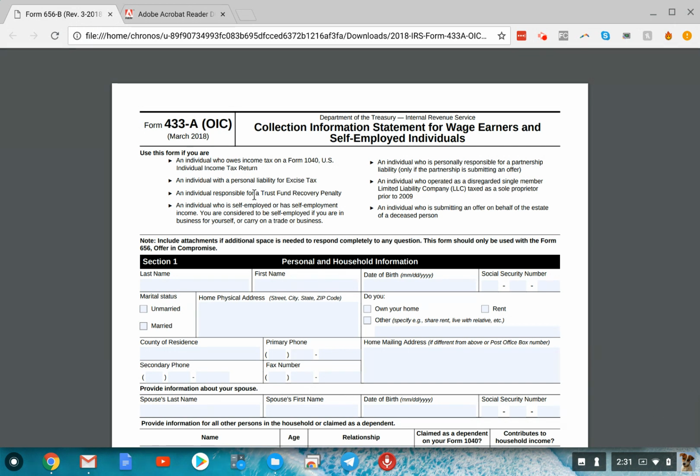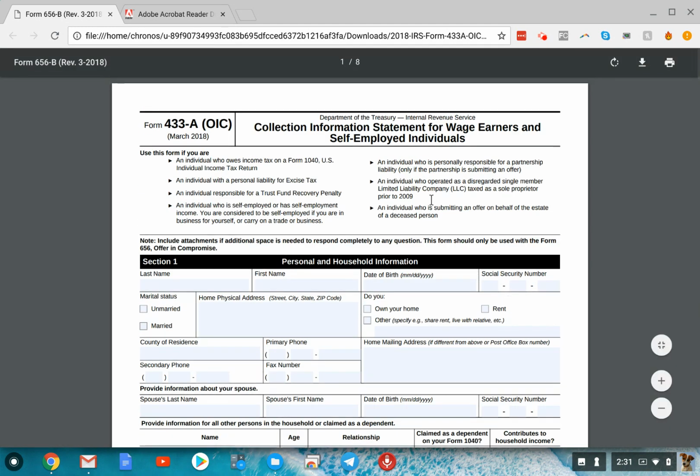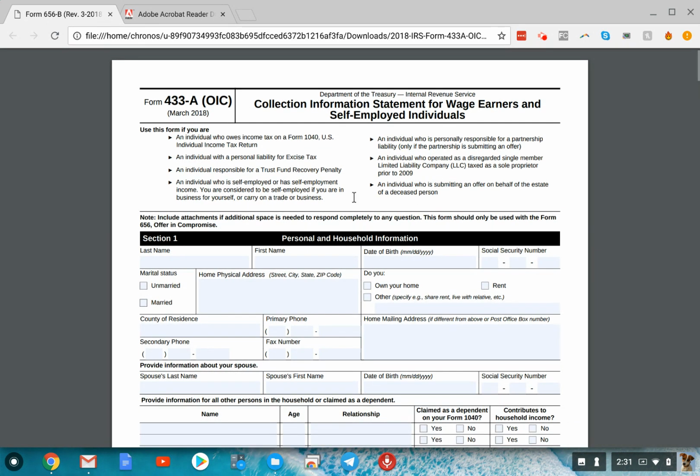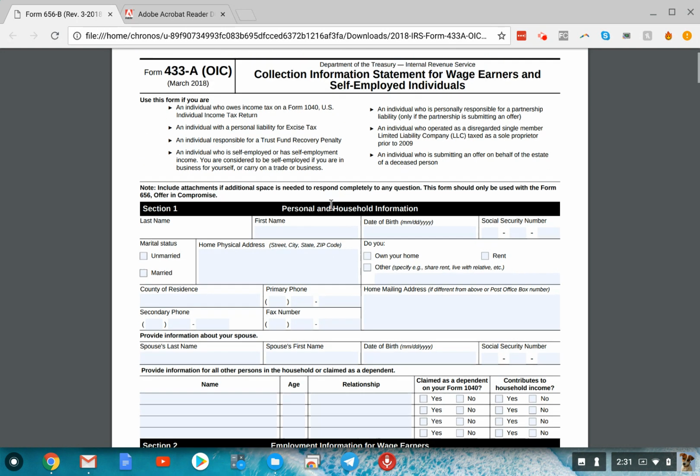Use this form pretty much if you're an individual. That's what this form is for. And by that, they mean it could be joint as well. This is just not for businesses. And by businesses, I mean corporations, things like that. For self-employed businesses, you would still be using this form. And this is what we're going to get into.